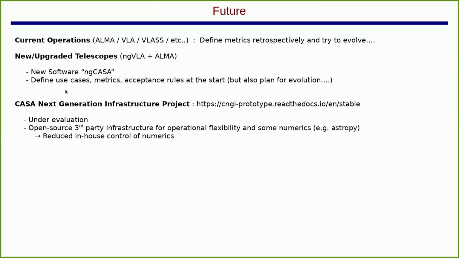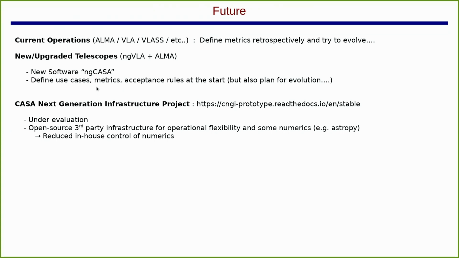And so let's assume that we can define clear use cases, metrics, and get acceptance rules decided upfront. From experience, we know that it is not enough to just do this once. And so the model has to also allow for evolution. And this situation is not different from any of the other new telescopes being developed by others in this field. But so we also have to do the same thing.